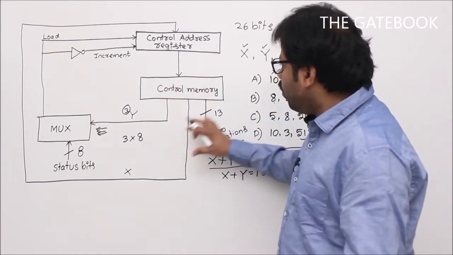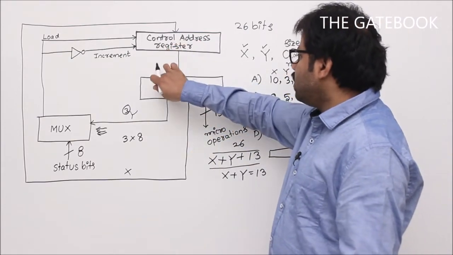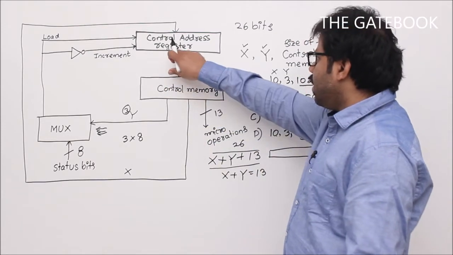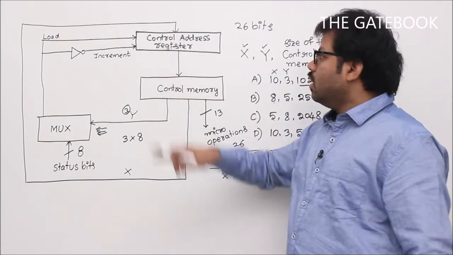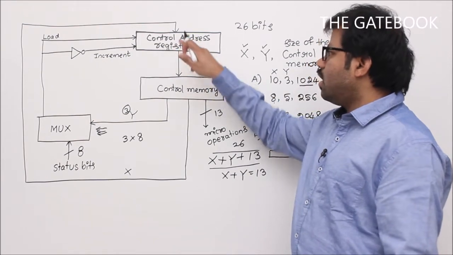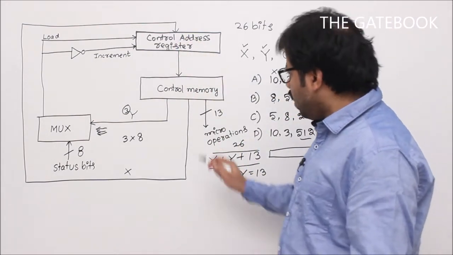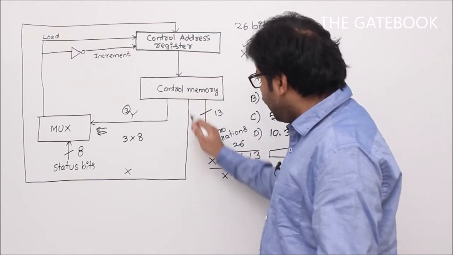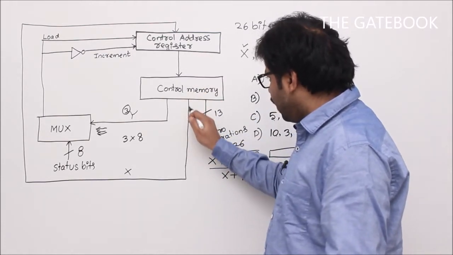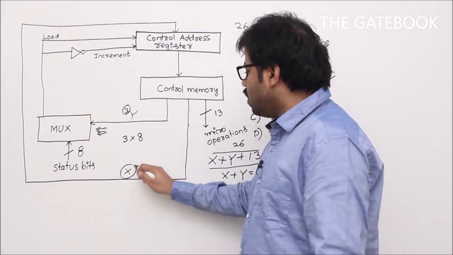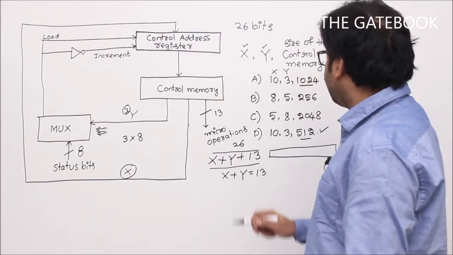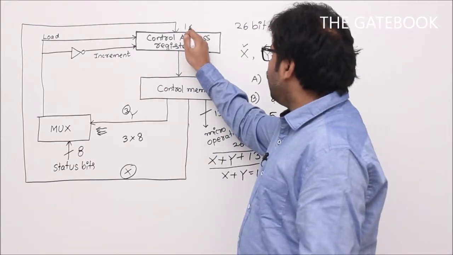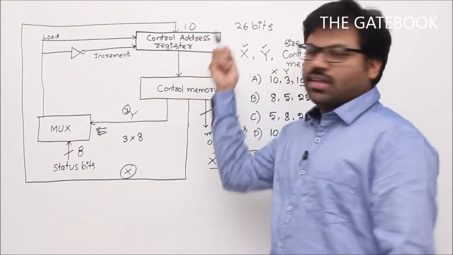So this control memory size depends on the address of the control memory, correct? Here this control memory is addressed by this control address register, so how many bits are there in this control address register is important. If you see here, that control address register is sometimes loaded by this field. What is that? X. So what is the X value? Already we know the X value here is 10, correct? If X value is 10, then the control address register size is 10.